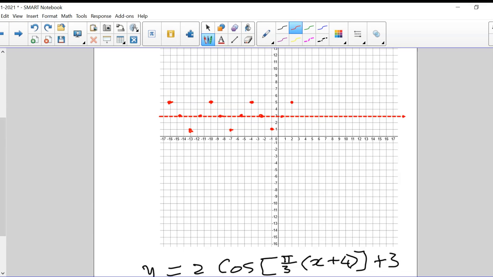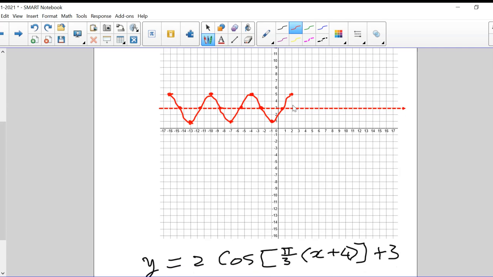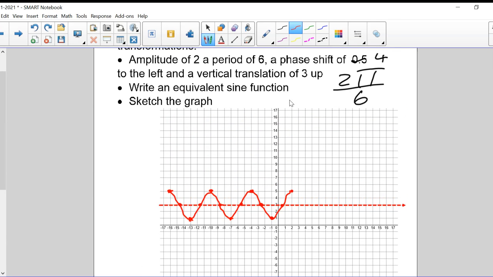All right, let me try to get my hand in position here. All right, maybe a little bit better. Maybe I caught those points a little bit better. Anyway, there's my cosine function, and I could keep going in either direction. Right? So I've just done the last part of that by coming up with 5 points.